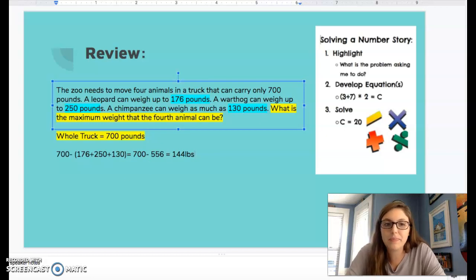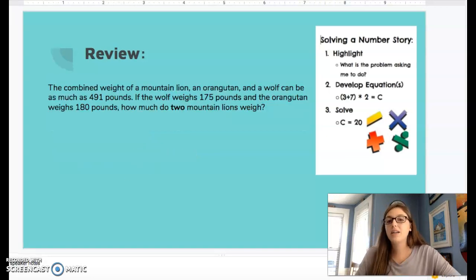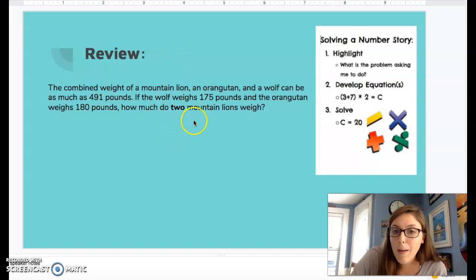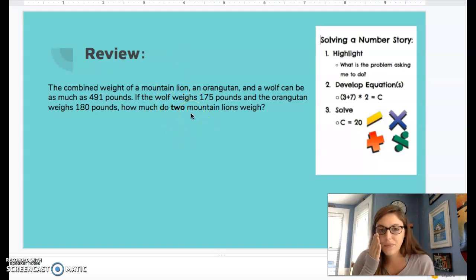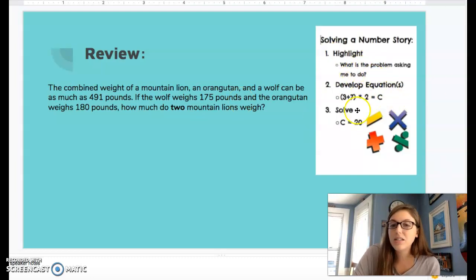Let's try one more. The combined weight of a mountain lion, an orangutan, and a wolf can be as much as 491 pounds. If the wolf weighs 175 pounds and the orangutan weighs 180 pounds, how much do 2 mountain lions weigh? Okay, mathematicians, pause the video, walk through the steps, highlight what the problem's asking you to do, develop your equation, and solve. When you're ready, press play.